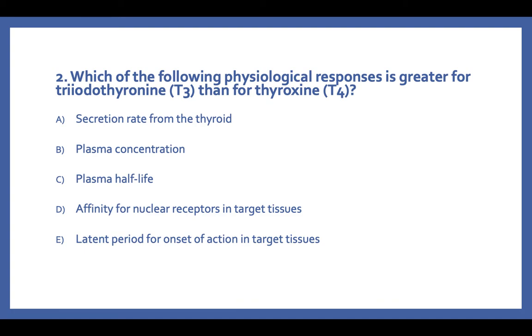So, latent period for onset of action in target tissues. Now this is actually a pathological situation where this latent period for onset of action only occurs if you have a deficiency of deiodinase enzyme in the peripheral tissues. So if you lack this enzyme, then these hormones can't be used up by the peripheral tissues and the organs. So this in fact is incorrect. So the right option has to be affinity for nuclear receptors in target tissues.